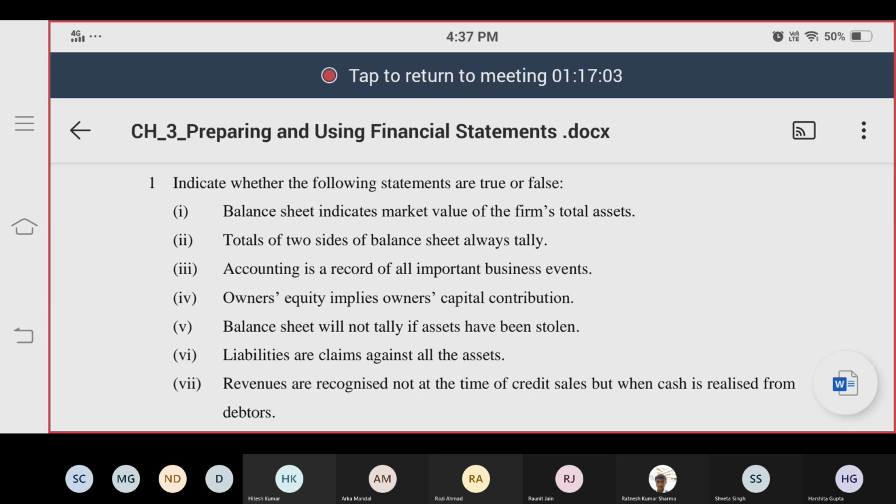Then owner's equity implies owner's capital contribution. Is this true or is it false? When we say owner's equity, does it denote only the capital contributed by the owners? Dinesh, do you want to try this? It is false. Dinesh?